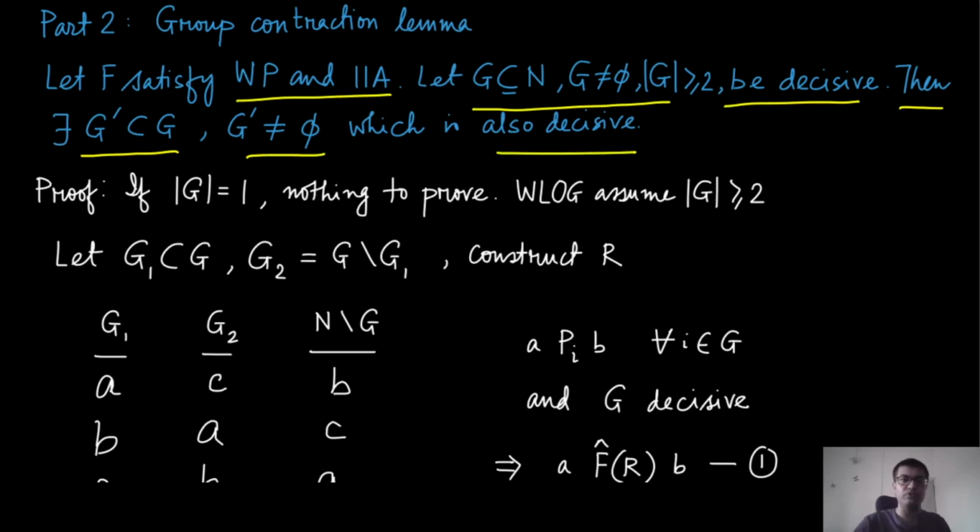So how should we prove this? Now let us partition the group in the following way. The group that we are given is this G, and we are constructing two strict subsets of this group, G1 and G2, in the following way.